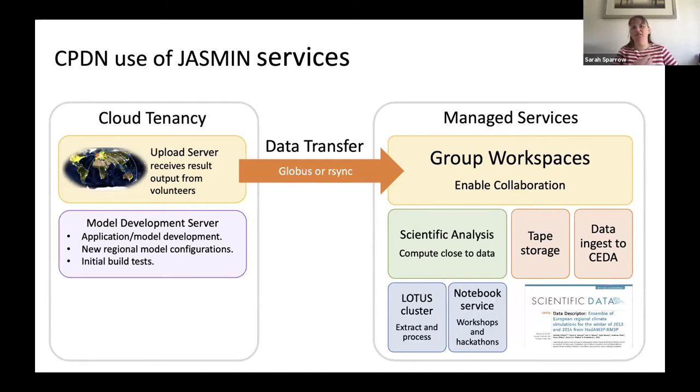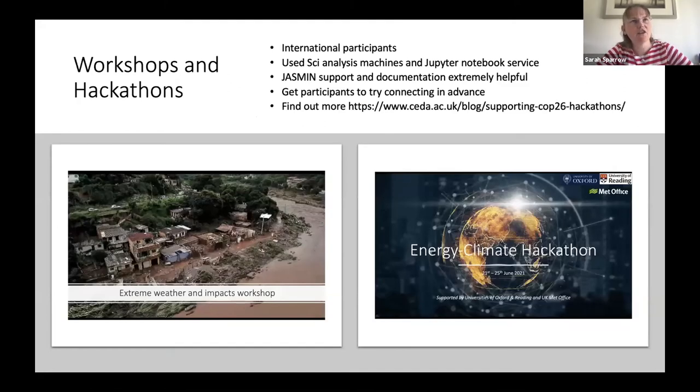The other service that we've been using within JASMIN, more recently, is a notebook service. And this is really from different workshops and hackathon events that we've been running. Just before Christmas, I ran an extreme weather and impacts workshop to train early career researchers in Brazil on how to do extreme event attribution. And as recently as a couple of weeks ago, as part of the MOAP, the Met Office Academic Partnership series of hackathons in the run-up to COP26, we ran an energy and climate hackathon. And these were all hosted and run on the JASMIN system.